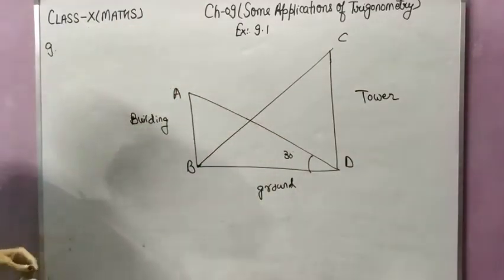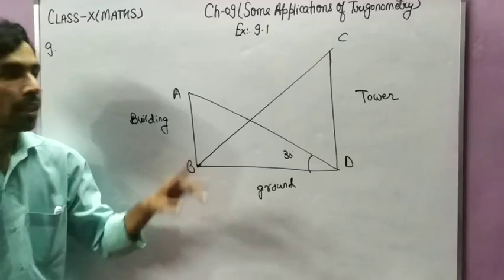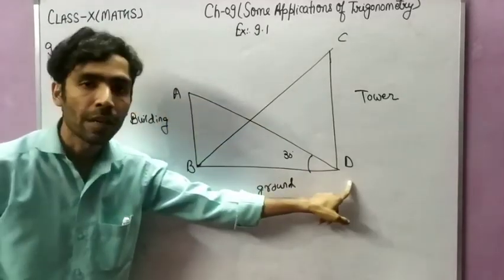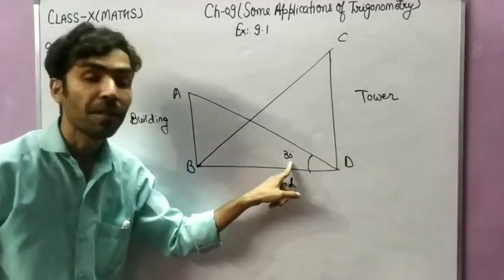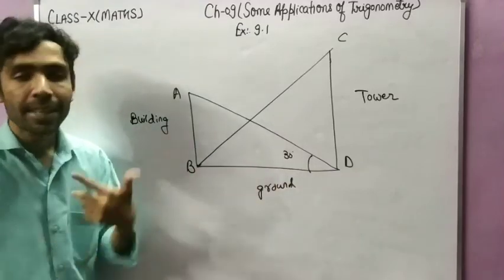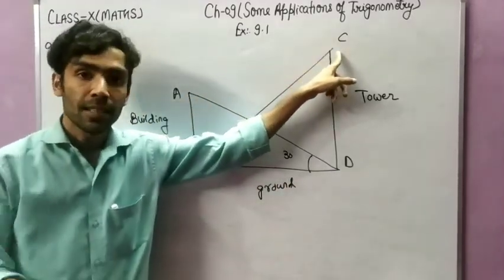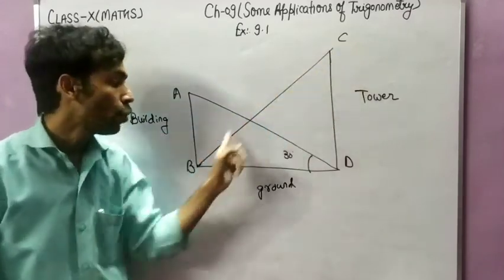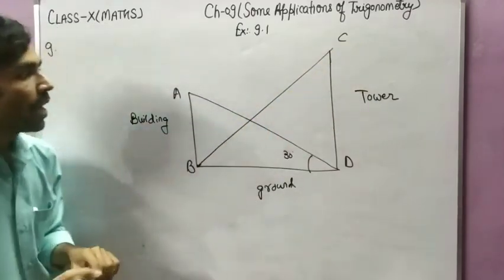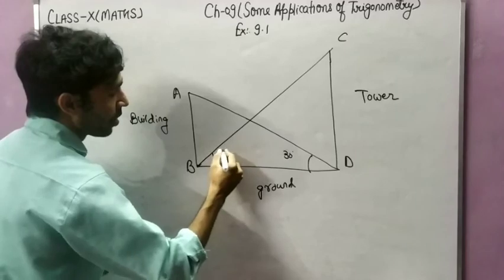Okay, see, first we are seeing the top of the building from the foot of the tower, so in that case the angle of elevation becomes 30 degrees, and in the second case the top of the tower is viewed from the foot of the building and in that case the angle of elevation becomes 60 degrees.